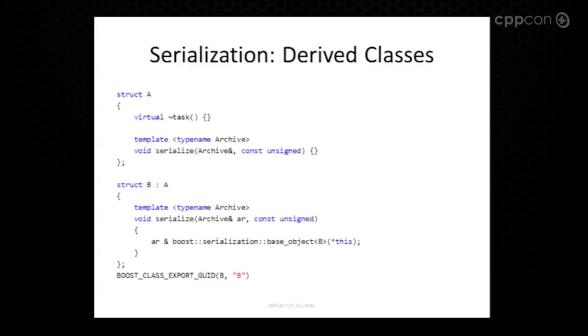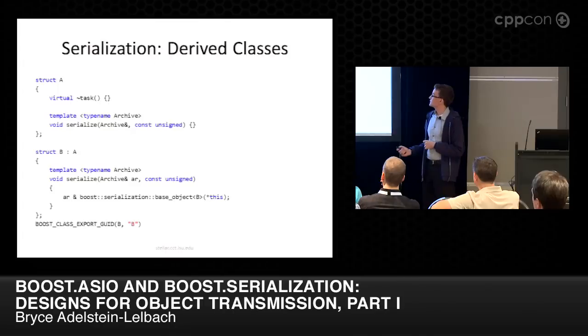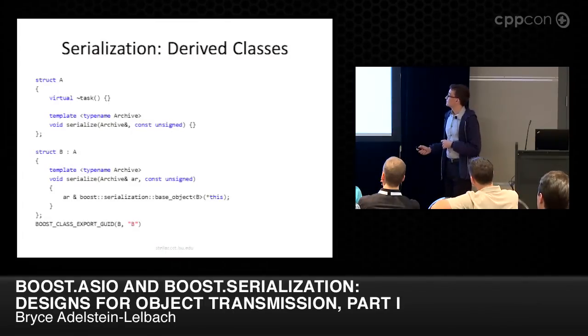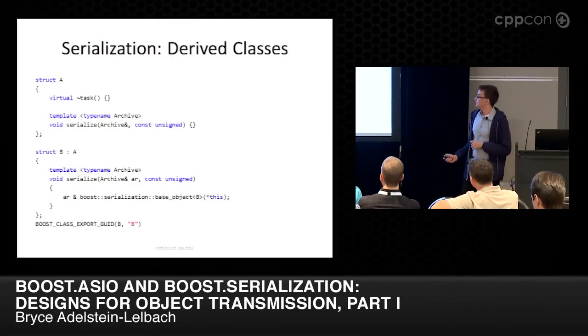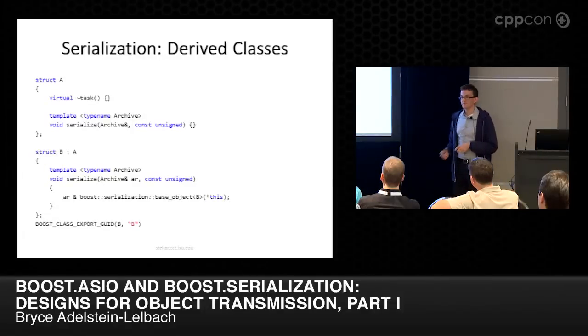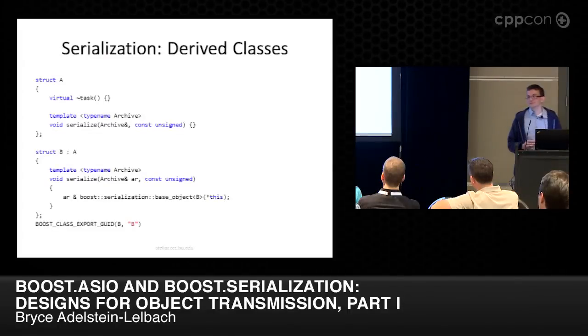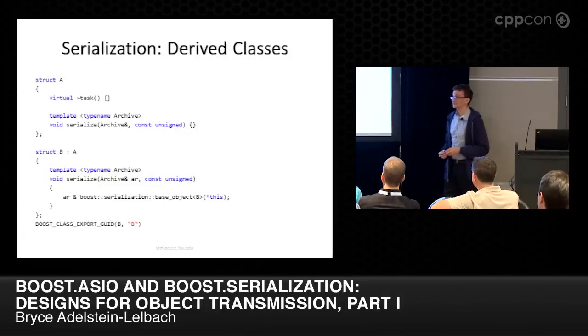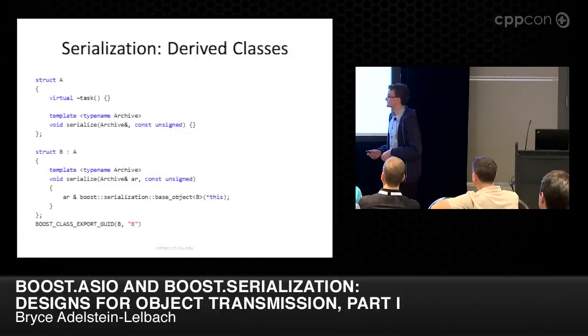So here we've got some struct A. That shouldn't say task, that should say A. So there's a typo there in that slide. We've got some struct A, it's got a virtual destructor and a serialized method. We've got some B, and it's got a serialized method. Note the serialized method's not virtual. Why isn't it virtual? Well, it's a template. We can't make a template virtual. And it has to be a template because it's got to support all the different archive types.